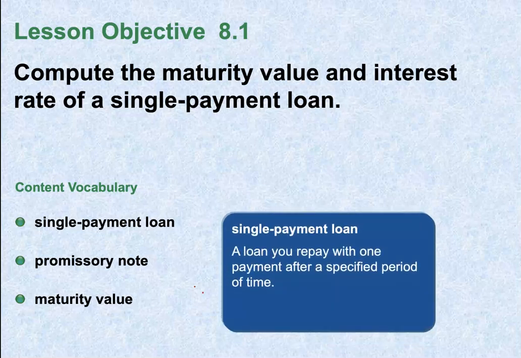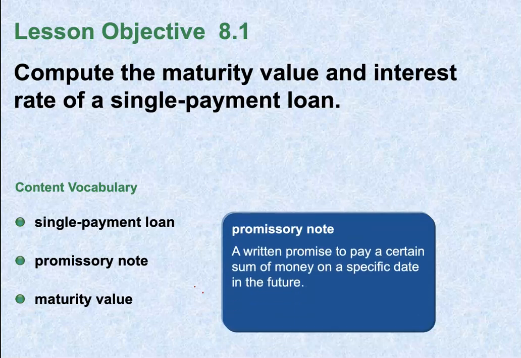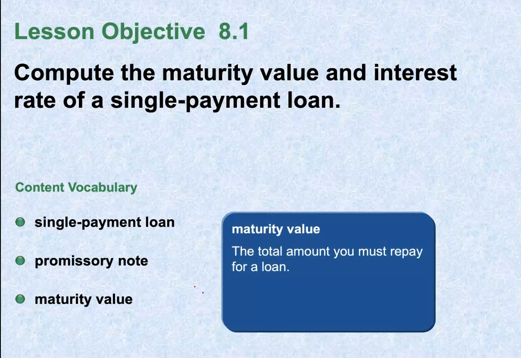a loan you repay with one payment after a specified period of time; promissory note, a written promise to pay a certain sum of money on a specific date in the future, kind of like a contract; and the maturity value, the total amount you must repay for the loan. So that is your principal plus your interest. If you need to, you can pause the video and make sure you get those three written down.